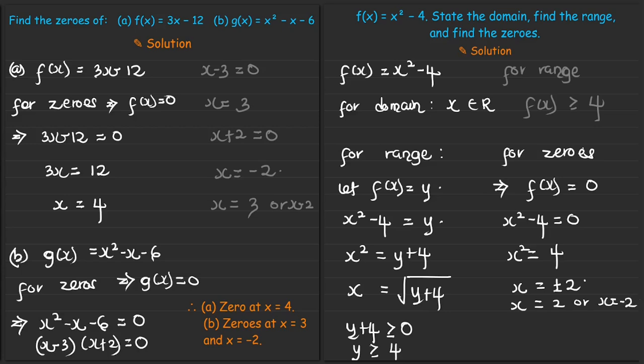And that is all. So with that, you've realized that we have gotten our domain to be all the elements in R. We have gotten our range to be f of x greater than or equal to negative 4. And then the zeros are x equals plus or minus 2.